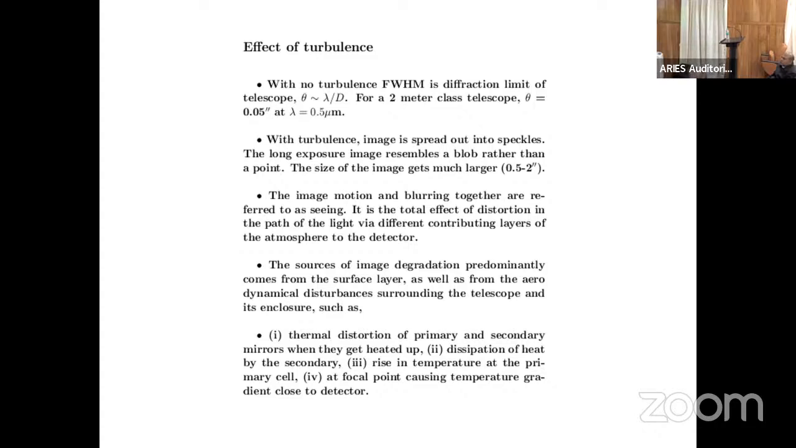Are you hearing? Yeah, okay. And with turbulence, that image will be between 0.5 arc second to 2 arc second. So it depends on the seeing. If it is 10 centimeter r0, then seeing will be 1 arc second. Mostly it is more than that. So suppose you have a close binary star separated by, say, 0.1 arc second or so, you will not be able to resolve it. You will declare it as a single star.